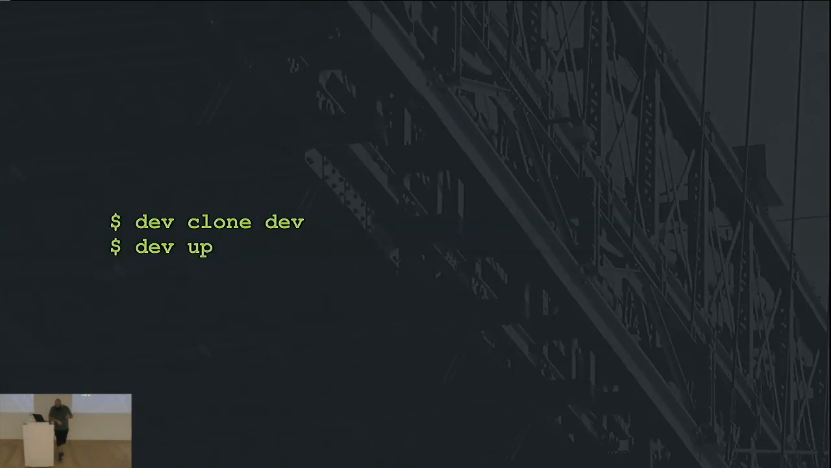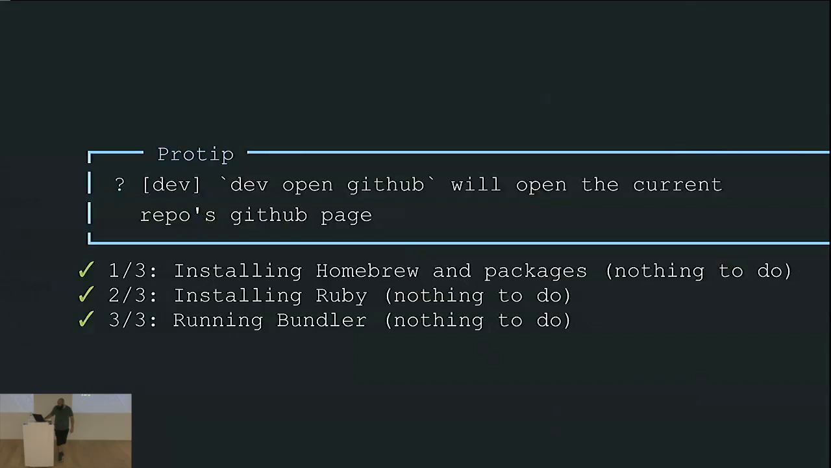To use the tool, we have a shortcut to clone Git repos. It doesn't do anything special. It just does a clone and a cd from GitHub. And then you run dev up. This makes sure all the dependencies are installed and services like databases are running. When you run dev up, it looks something like this. And this is the case where everything's already been installed for you. It's just starting up servers.